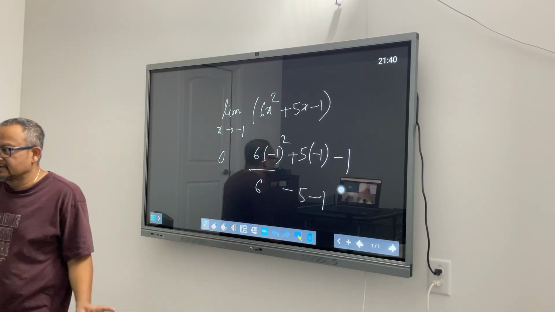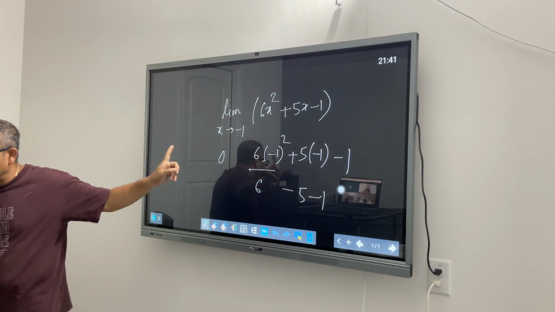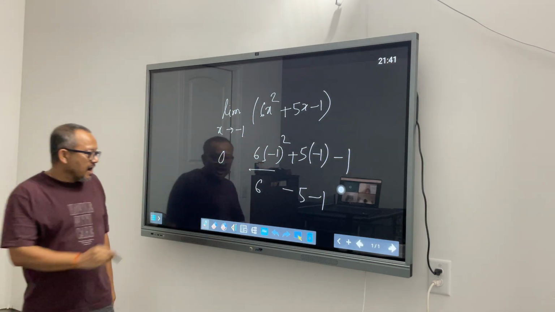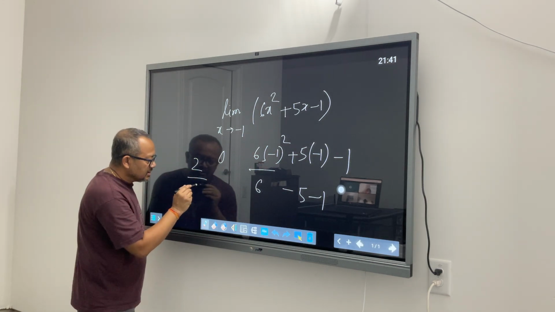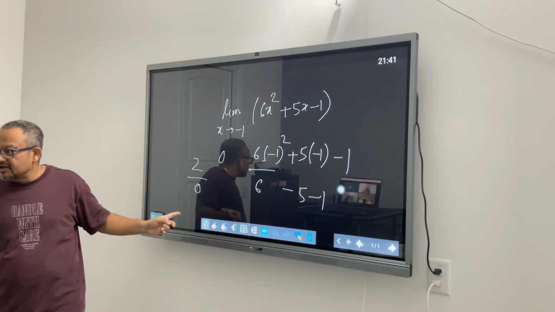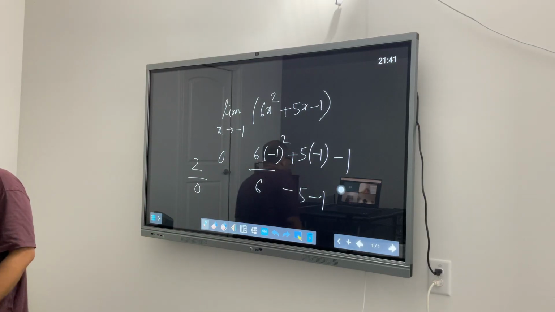And 0 is still defined. If I am getting a value of 0, it's defined. Our problem is when I am dealing with this. This is when it's undefined. So this was the easy one.